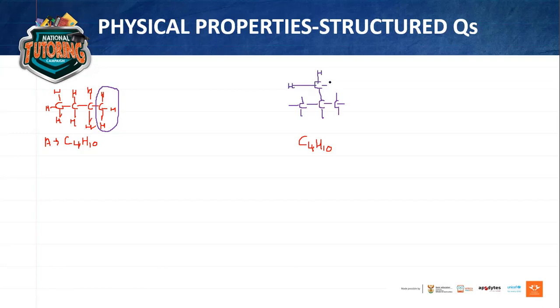H, H, H, and there are my hydrogens. Right. Now, if you count the hydrogens, we have 1, 2, 3, 4, 5, 6, 7, 8, 9, 10. So these are 2 organic molecules with the same molecular formula, but different structural formula. And therefore, this is the isomer.